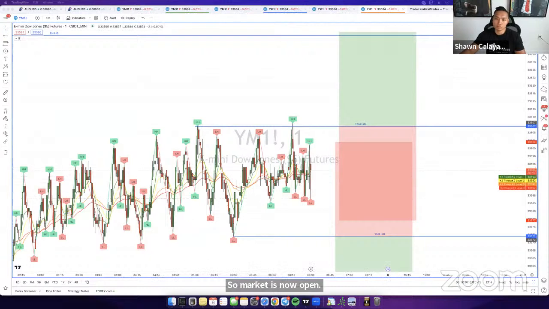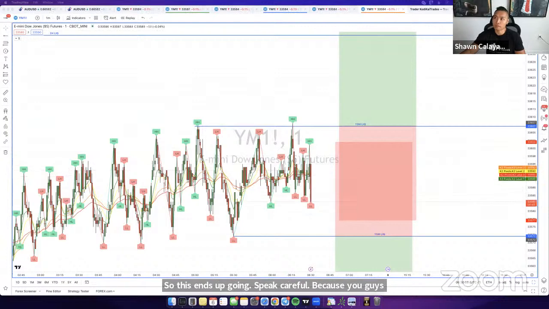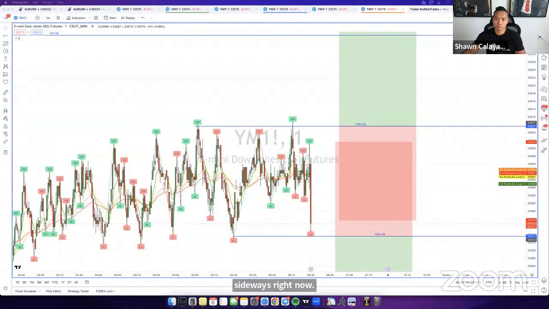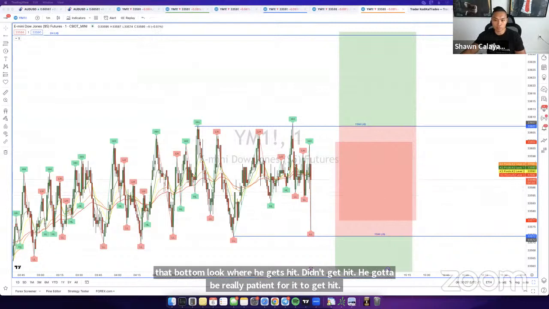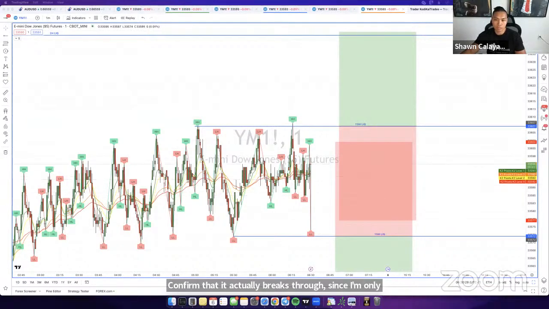Just be careful because you guys can see there's no direction. Price is literally going sideways right now. I don't know if there's a bias right now either. See if that bottom liquidity gets hit. Didn't get hit. You guys got to be really patient for it to get hit. Confirm that it actually breaks through. Since I'm only going for 100 pips, I'll probably let it break through a little bit before I make entry.